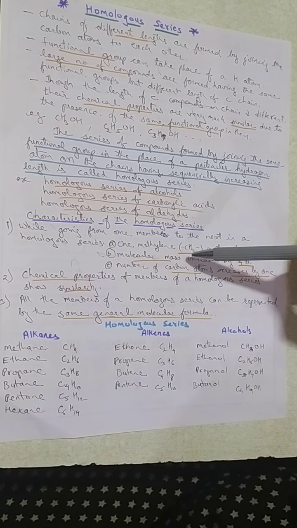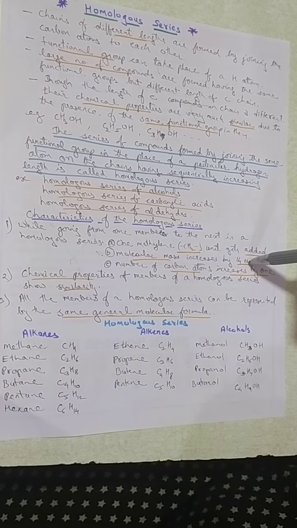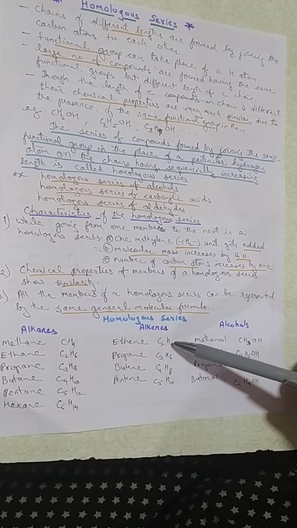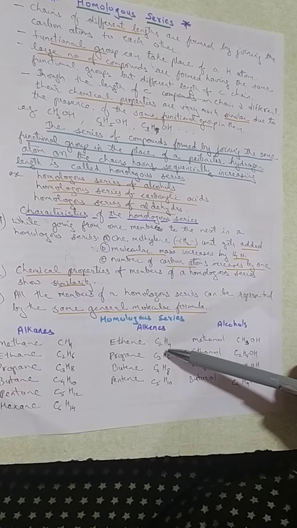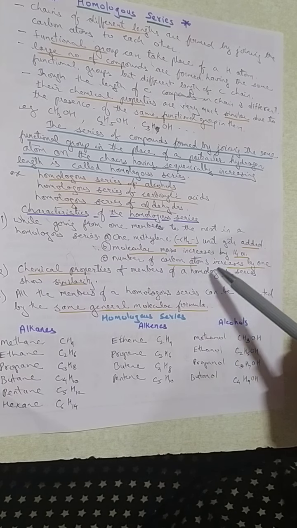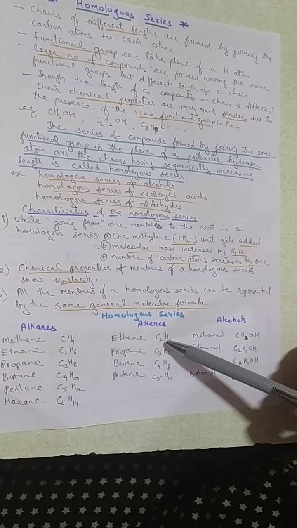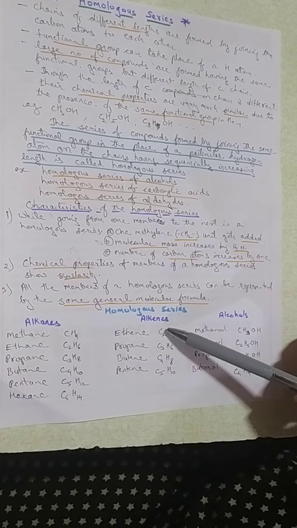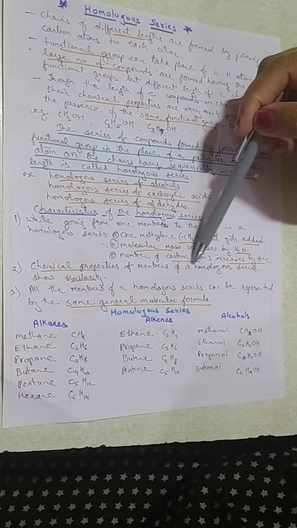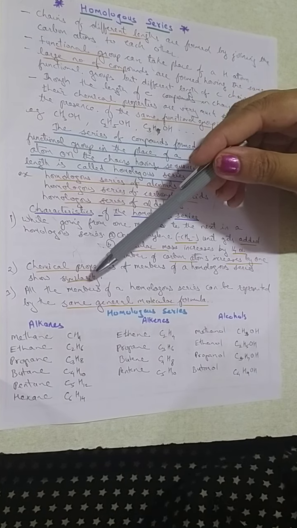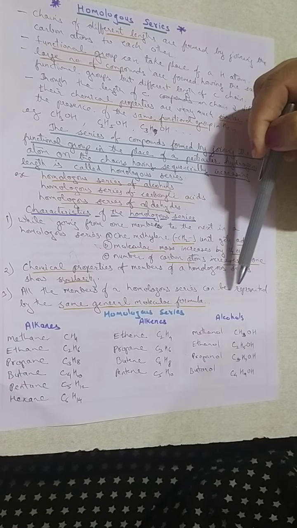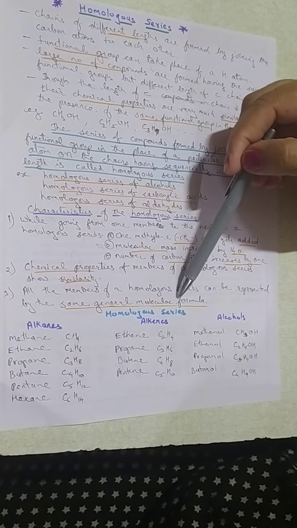Also about the molecular mass. The molecular mass increases by 14 units. If you calculate the molecular mass of each, you will find a difference of 14. That is, as you go to the next member, the molecular mass increases by 14. The number of carbon atoms increases by 1. 2 carbon, 3 carbon, 4 carbon, 5 carbon. That is, the number of carbon atoms increases by 1. The chemical properties of the members of a homologous series show similarity because they have the same general formula. All the members of the homologous series can be represented by the same general molecular formula.